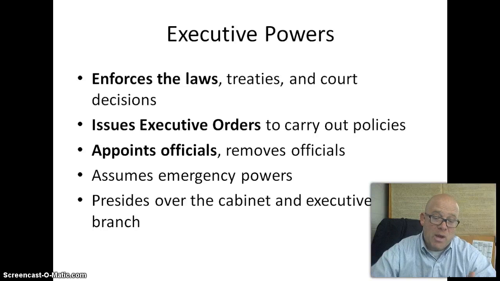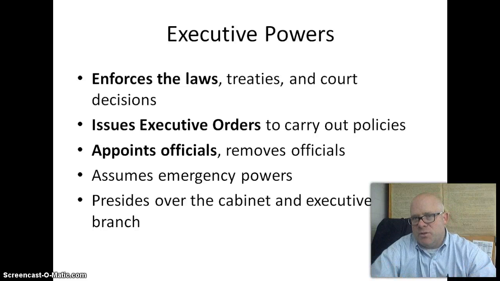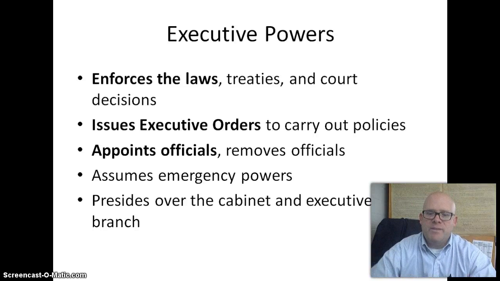The president also has the power to appoint officials. He appoints officials like federal judges, Supreme Court justices, heads of cabinet departments, and ambassadors, just as examples of some of the appointed positions. All of those positions must be confirmed by the Senate. He also has the power to remove those officials if they are not performing to standard.